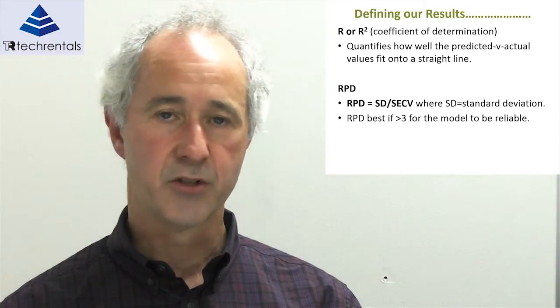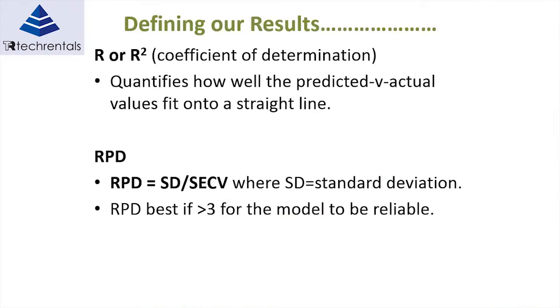Now, also defining our results, as well as the RMSECV, we also use R or R squared, which is the coefficient of determination. And this just quantifies how well the predicted versus actual fits to a straight line. As I mentioned before, R or R squared equal to 1 is perfect, and then R squared drops down. We're not getting as good, not predicting as well.